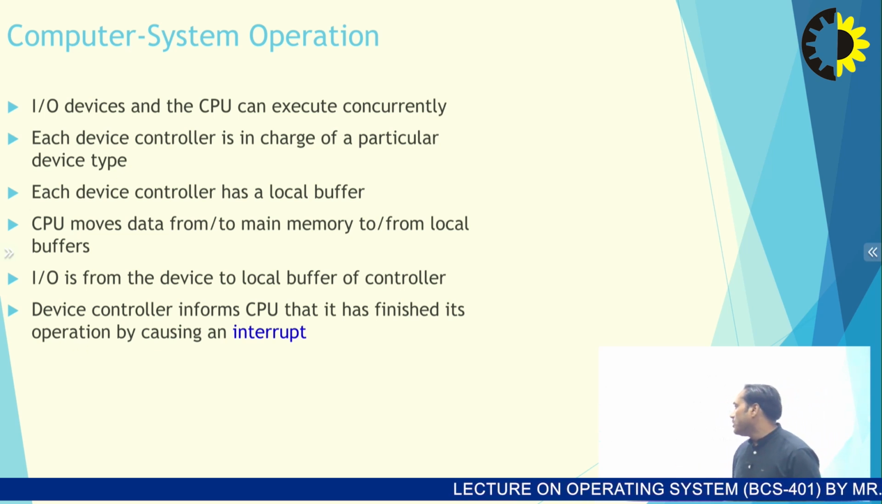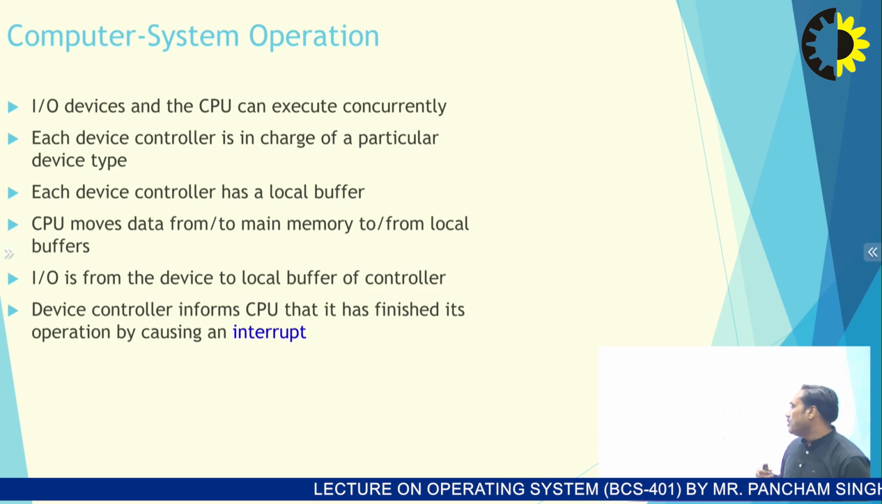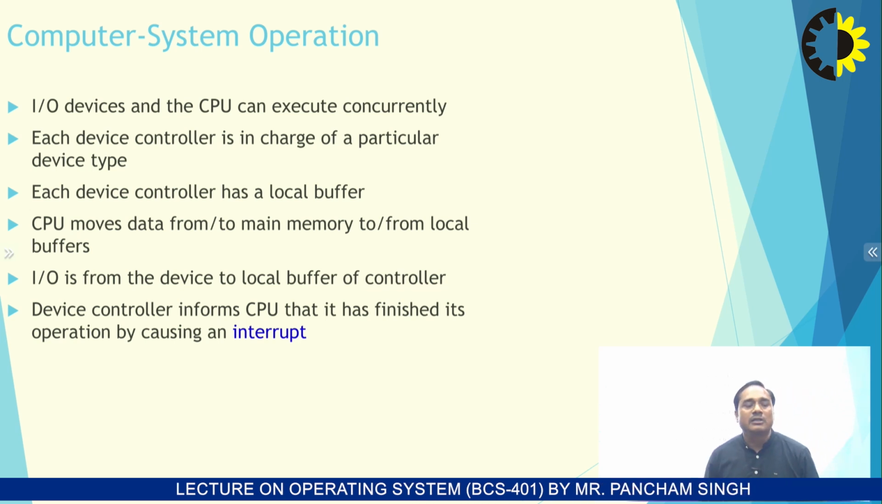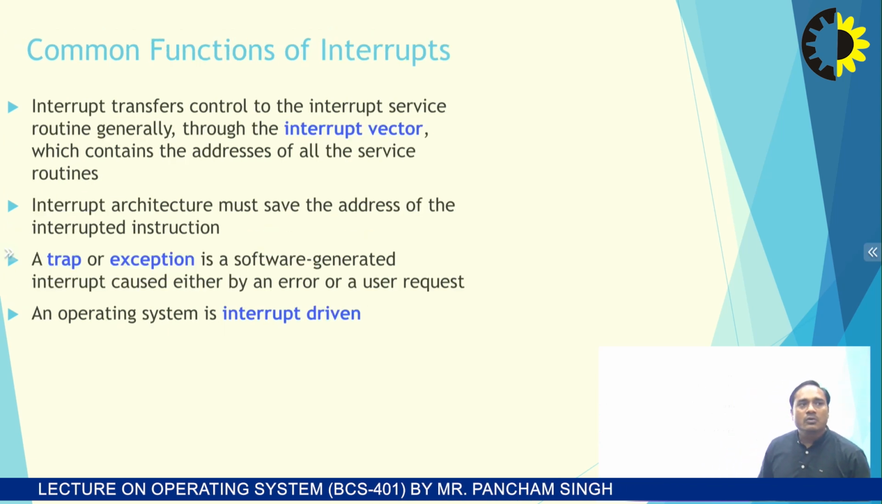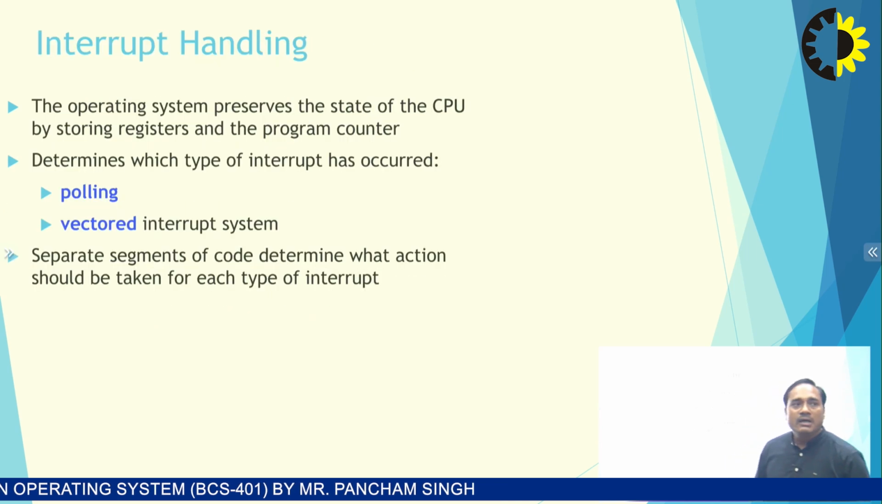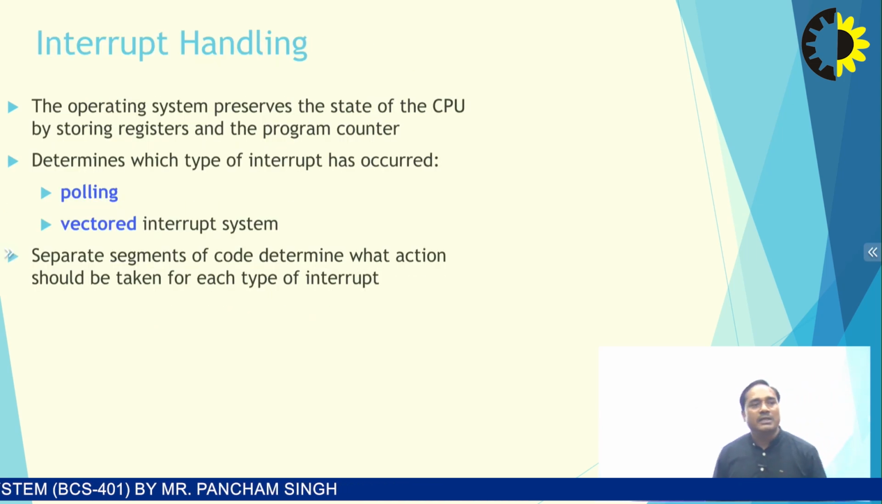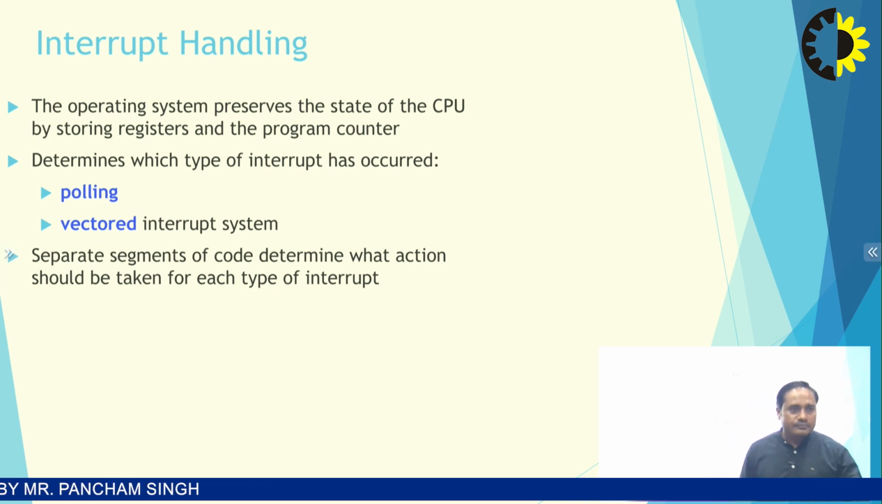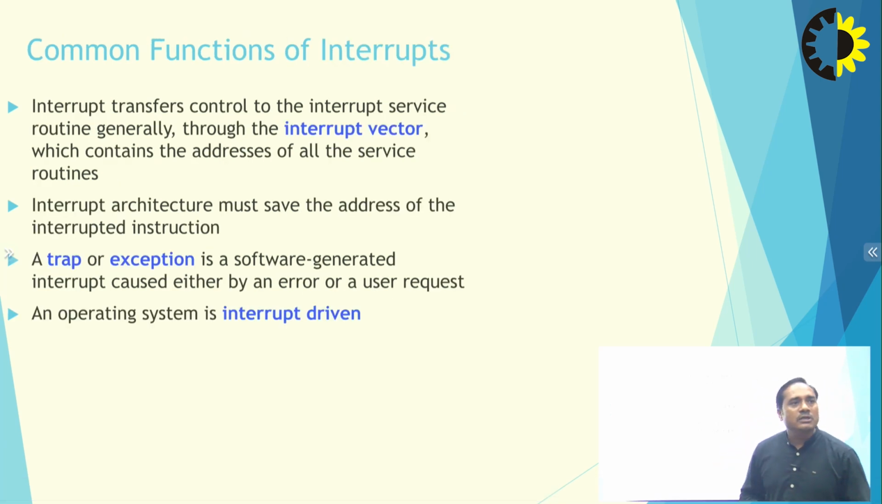So what is input output? Input output operation can be performed through the local buffer, and the interrupt handler takes the responsibility for the input output operation. Now, common functions of the interrupt. Interrupt performs different functions like polling and vectored interrupts. These are the functions that can be performed by the OS. Regarding the common function of the interrupt, the interrupt transfers control to the interrupt service routine, generally through the interrupt vector. By the interrupt vector, you perform different services in the service routine.